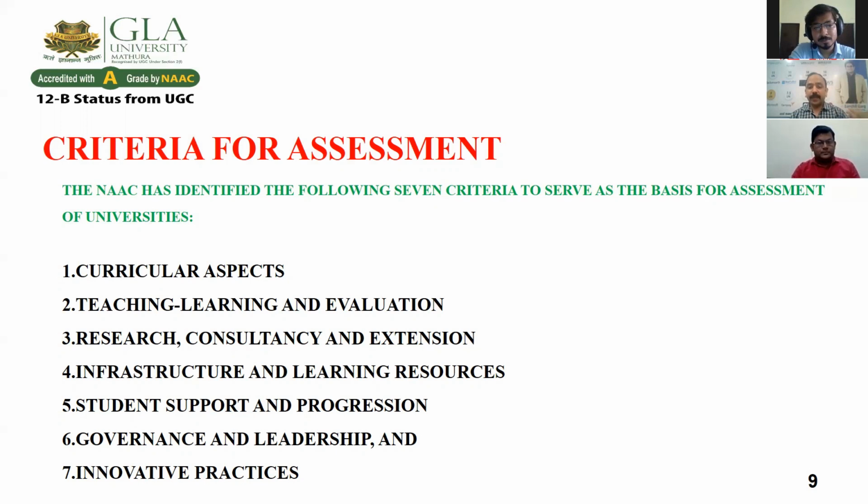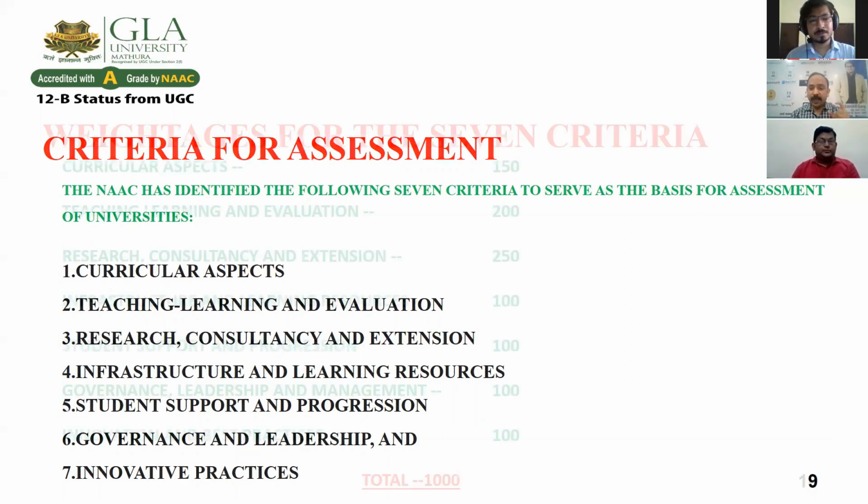In criteria number 5, they are talking about student support and progression: whether you are offering scholarships to students, where your students move for higher studies after completion of the course, how many students got placed, and whether you have an alumni association or not. All these things come under student support and progression. Criteria number 6 and 7 majorly talk about governance, administration, and leadership.